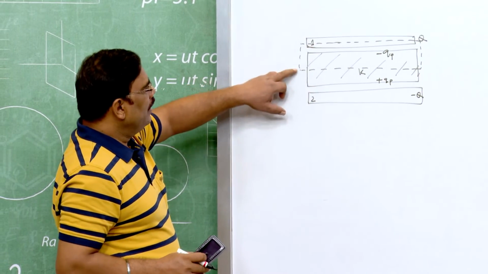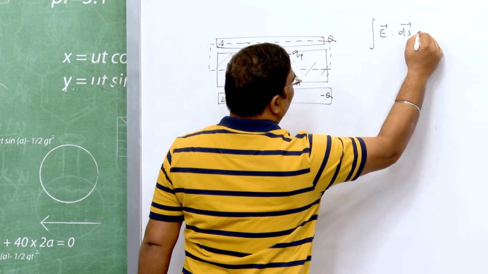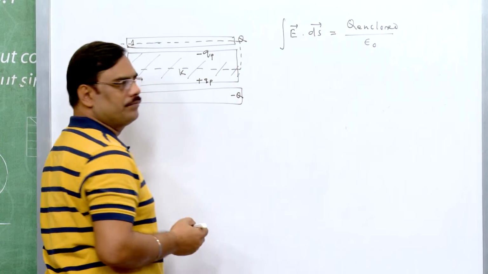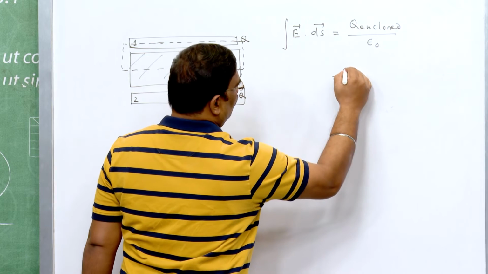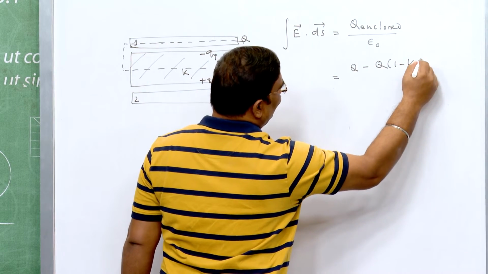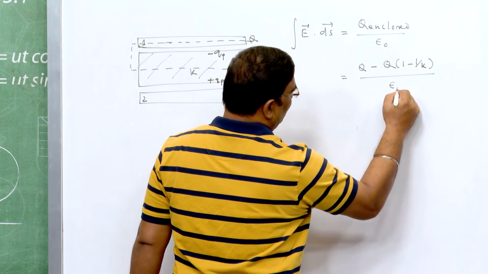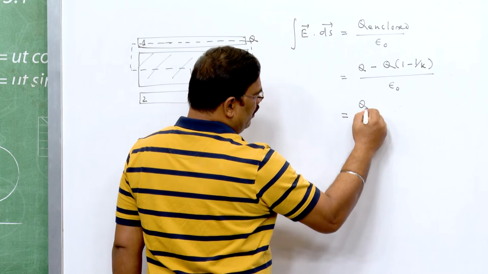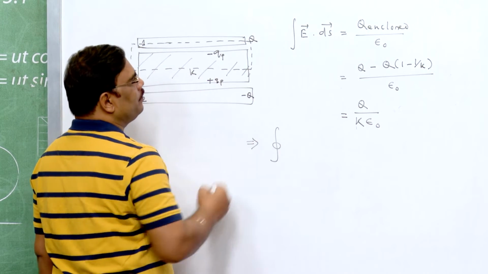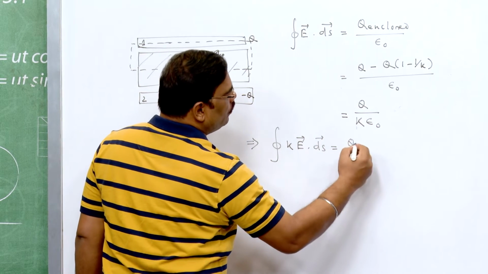So, applying Gauss law in the selected region, I get integration E dot ds is equal to Q enclosed divided by epsilon 0. So, the Q enclosed is Q minus Q into 1 minus 1 by k, because previously we have calculated the value of QP. QP is Q into 1 minus 1 by k. So, here we get Q divided by k epsilon 0. Therefore, integration over the surface k E dot ds is equal to Q divided by epsilon 0.